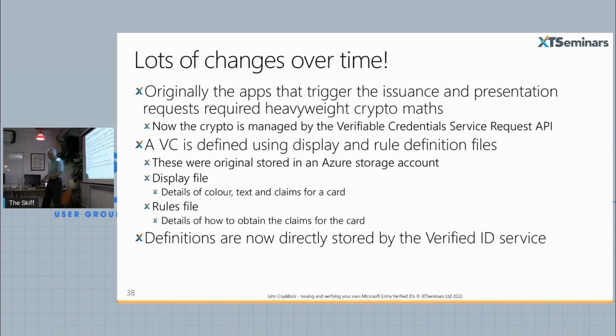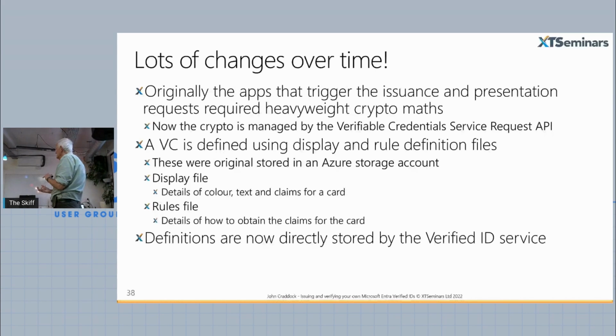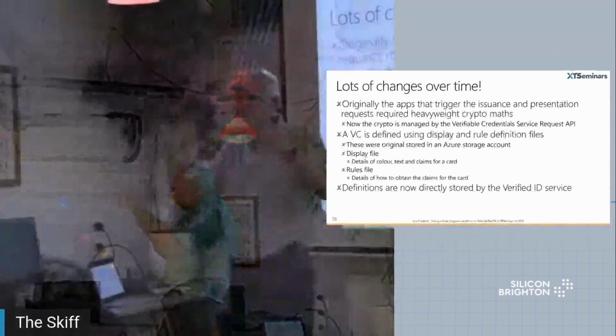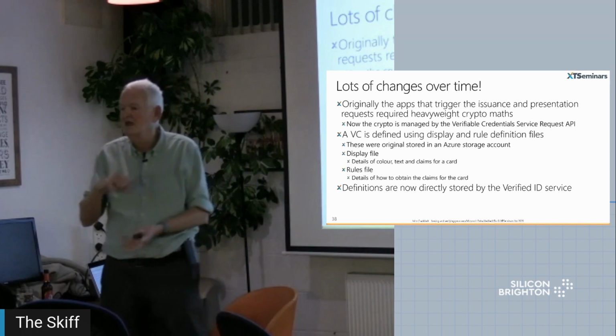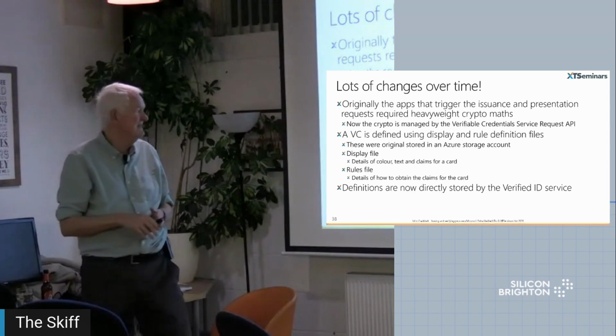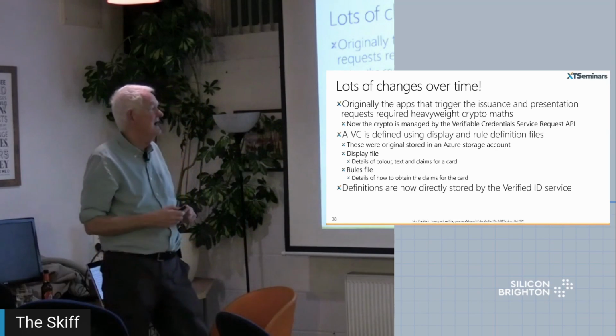The VCs use what's called a display file and a rules file. You saw the color of the card, the title, the icon; that goes in a display file, and the names that go underneath it also go in the display file. Then you've got another file, the rules definition file, which is how you get your claims. We'll see there are lots of ways of getting claims and putting them into the issued VC. So every single card in your wallet had a display file and a rules definition file to go with it. Those have now been brought into the UX. There's no need to have Azure storage to put those files in. They're stored directly in the Verified ID service.